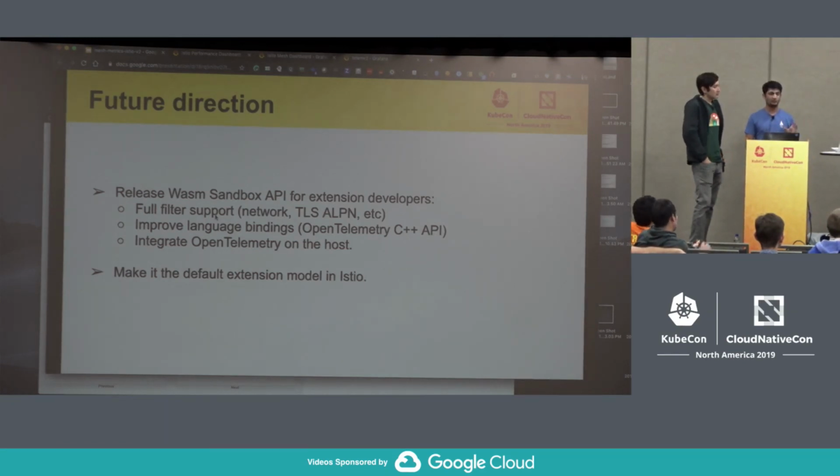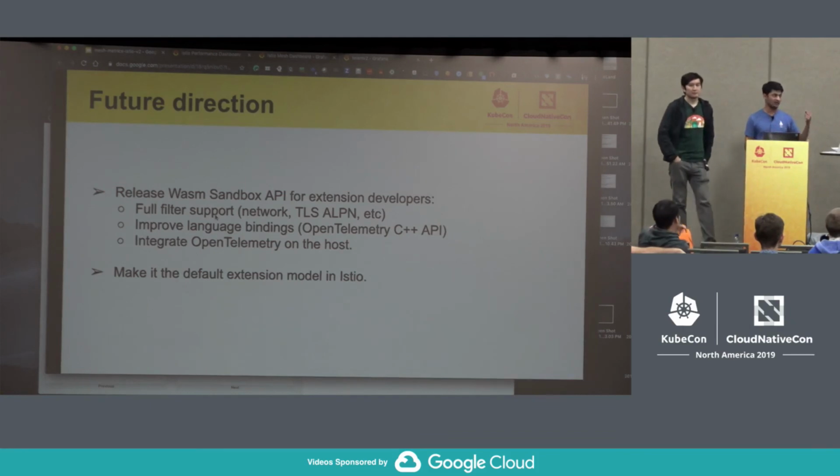We also want to improve language bindings. Everything is converging around OpenTelemetry, so we want to make sure that the APIs are aligned with OpenTelemetry, and then align it further when OpenTelemetry makes its way into Envoy, so that we have a nice path to export metrics. And then this will become the default extension model for Istio, in a few releases.